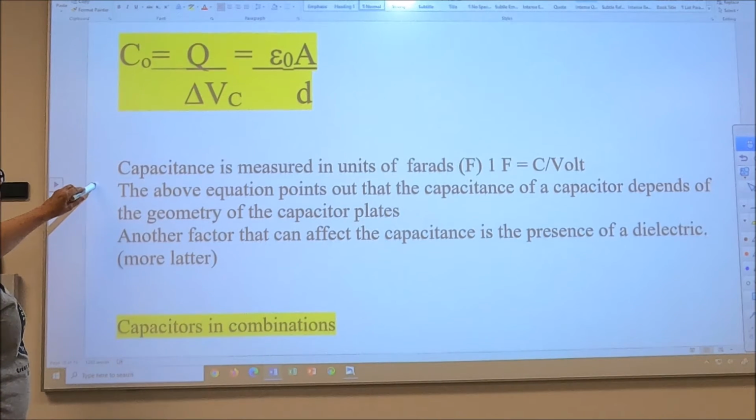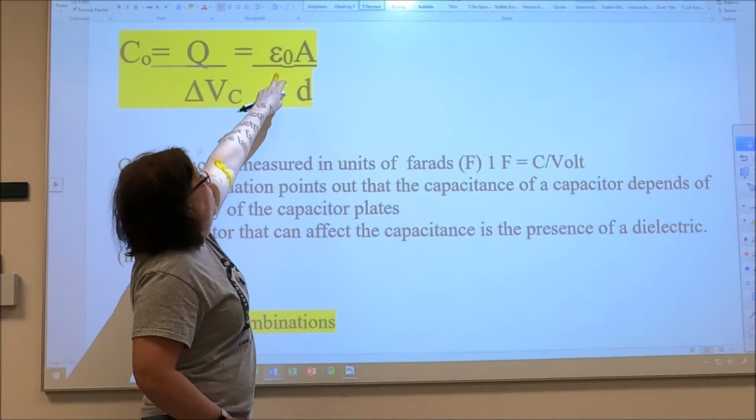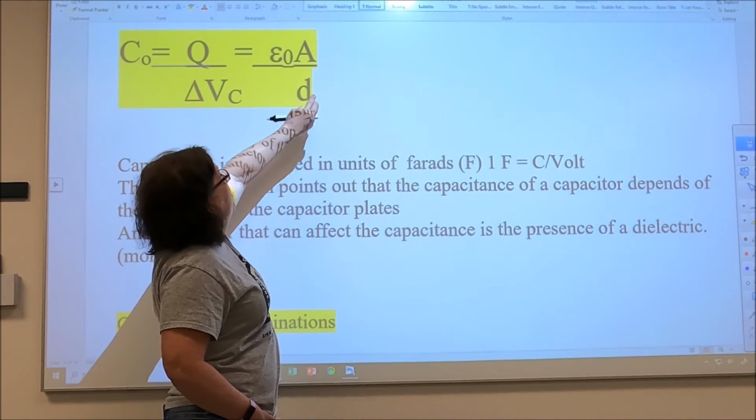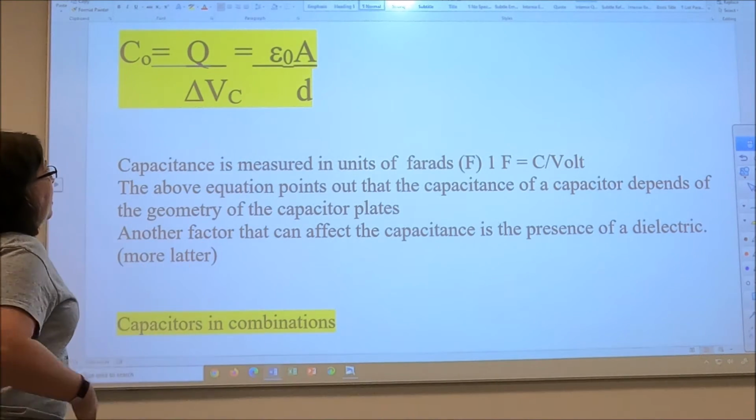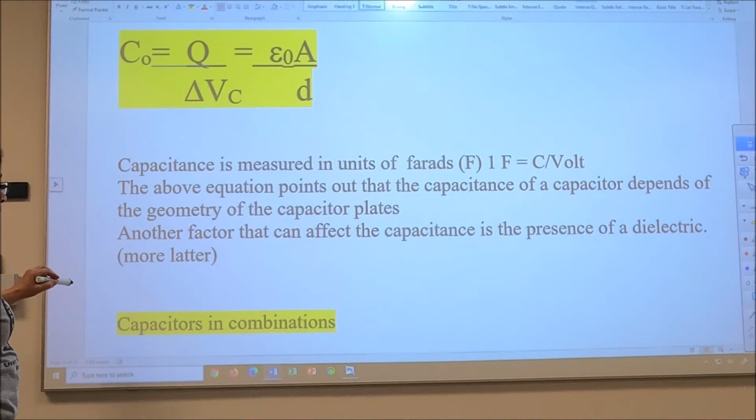Capacitance is measured in units of farads. 1 farad equals a coulomb, which is our unit of charge, divided by a volt, our unit of electrical potential. The above equations point out that the capacitance of a capacitor depends on the geometry of the capacitor plates. So it depends on the area of the plates and the separation, and that controls how much charge per unit potential you can put on the plate.